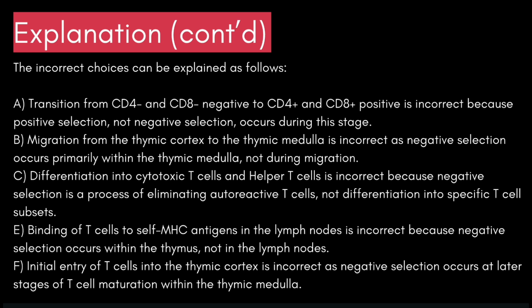Binding of T cells to self-MHC antigens in the lymph nodes is incorrect because negative selection occurs within the thymus, not in the lymph nodes. Initial entry of T cells into the thymic cortex is incorrect as negative selection occurs at later stages of T cell maturation within the thymic medulla. Let's go ahead and move on to the next question.